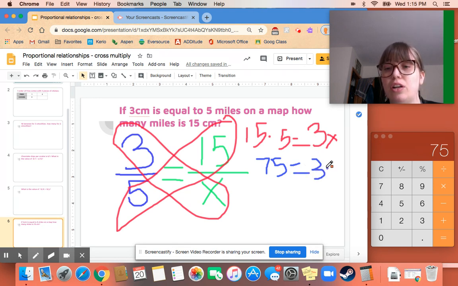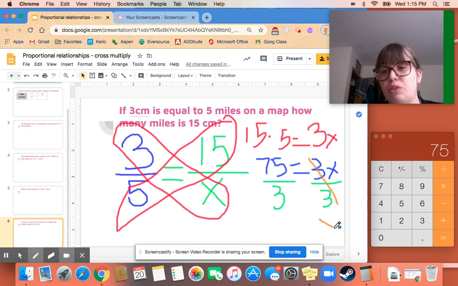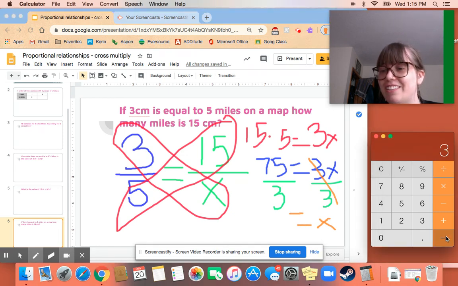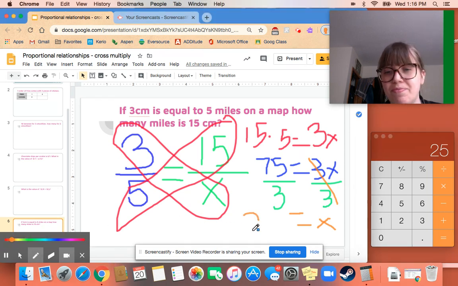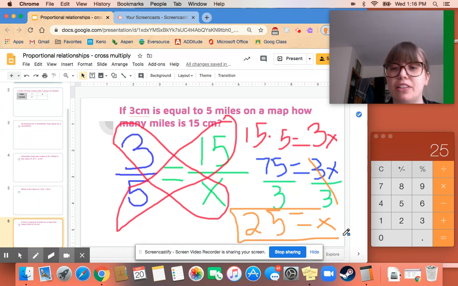Now x isn't alone, so I got to divide. In order to get x alone, I got to divide by 3. Whatever I do on one side, I got to do on the other. 3 divided by 3 leaves me with my x all alone. 75 divided by 3, we might know. But if you don't, you can use your calculator. It's 25. Okay. So 15 centimeters on this map is actually 25 miles in real life.